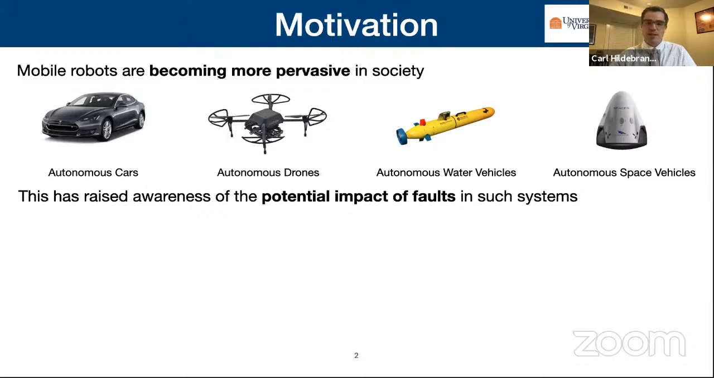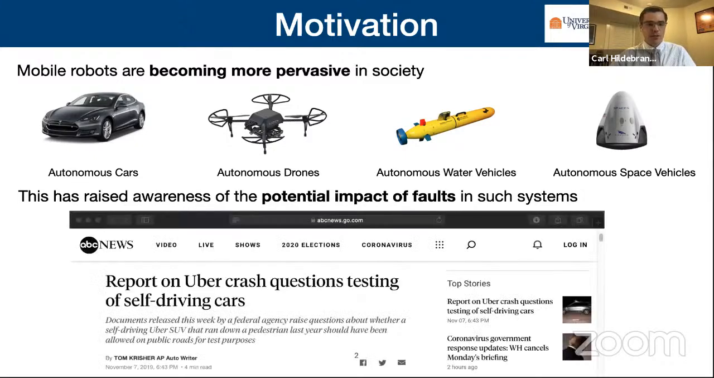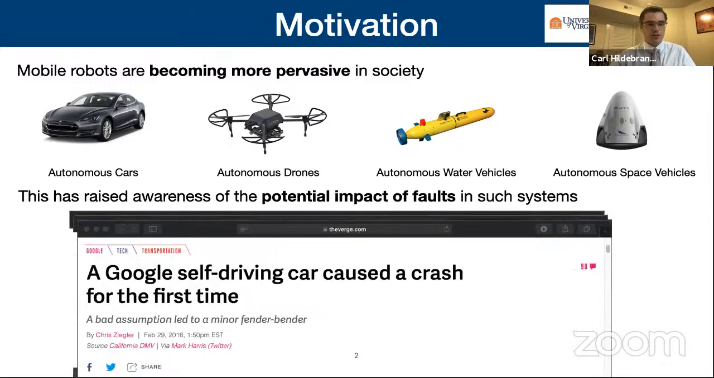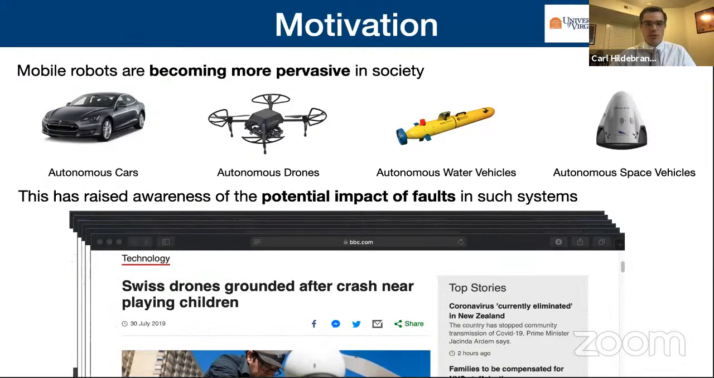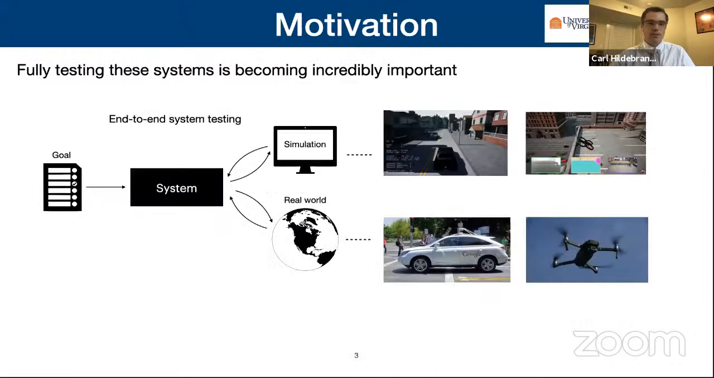these systems could have in society, not only in autonomous systems that we see every day, but in a wide range of vehicles, from autonomous car crashes to factory robots, airplanes, and autonomous drones. And this list could easily continue. As the impact of these faults become more apparent, testing of these systems becomes more important. One way to test these systems is using end-to-end system testing, in which the system is given a goal, generally some trajectory, and the trajectory is then executed in a simulator or in the real world.